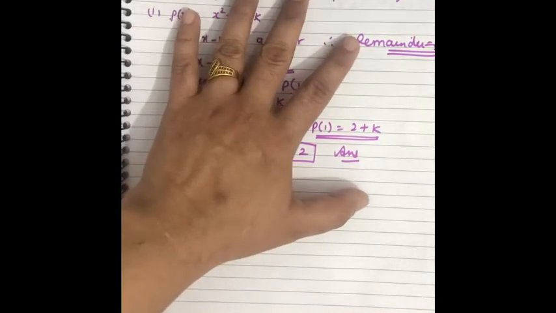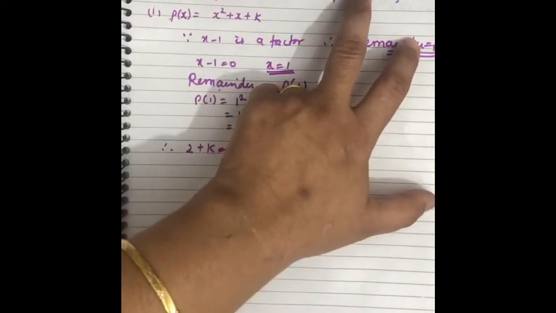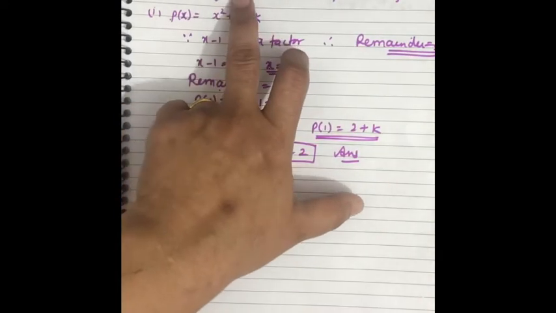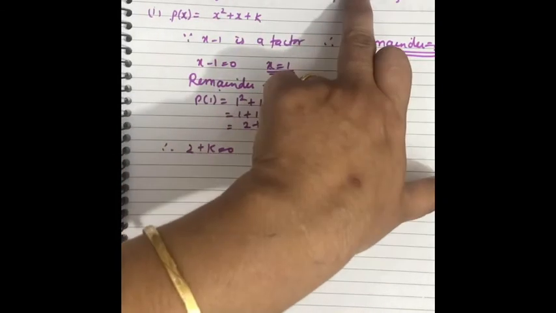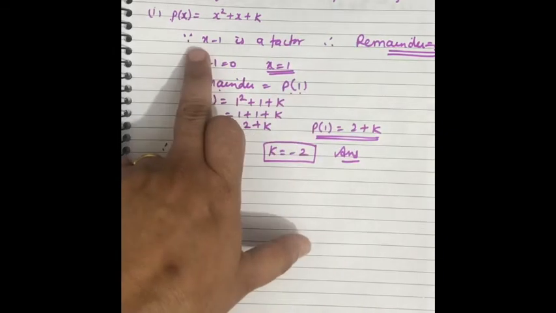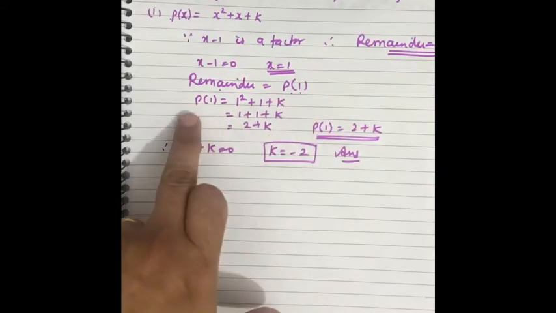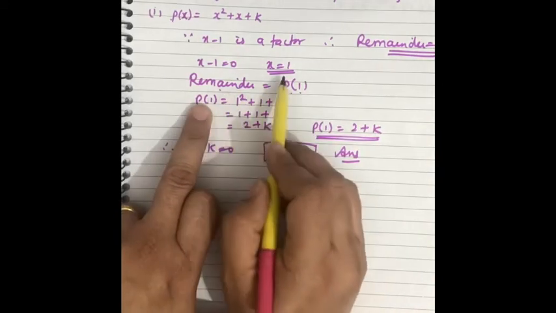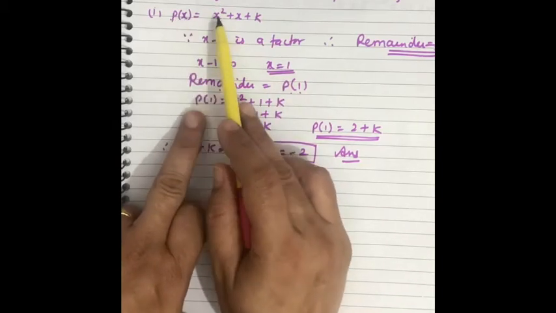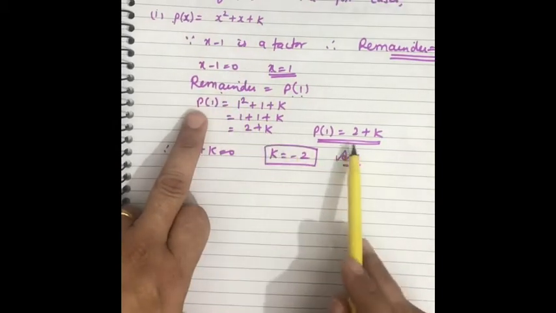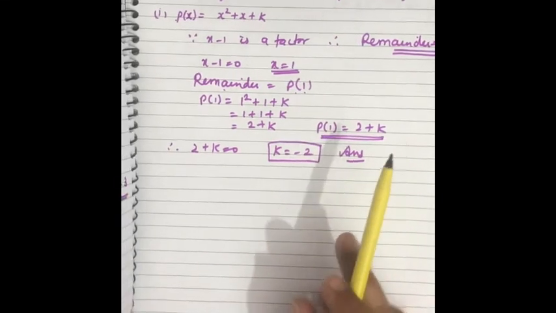Okay. This question is very easy and important also. We have to find the value of the unknown, and condition is given x minus 1 is a factor of this polynomial, and the given polynomial is x square plus x plus k. If x minus 1 is a factor, remainder will be 0 in this case. So remainder will be whatever value of x is coming, substitute the value. P of 1 is equal to 1 square plus 1 plus k. So k is coming as minus 2. Okay. One more part I'll explain.